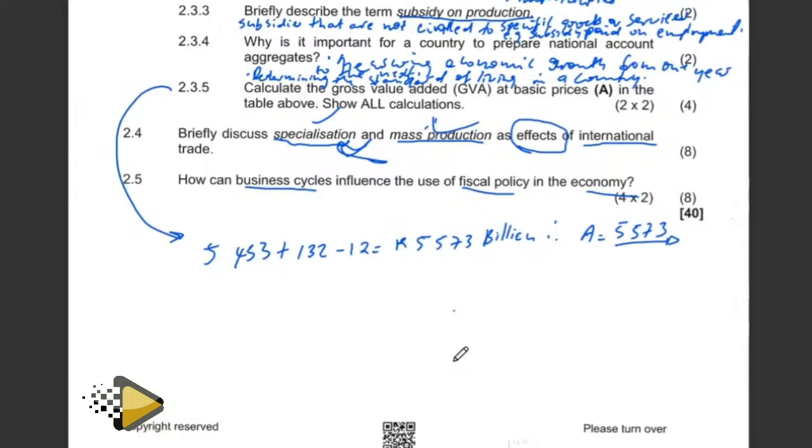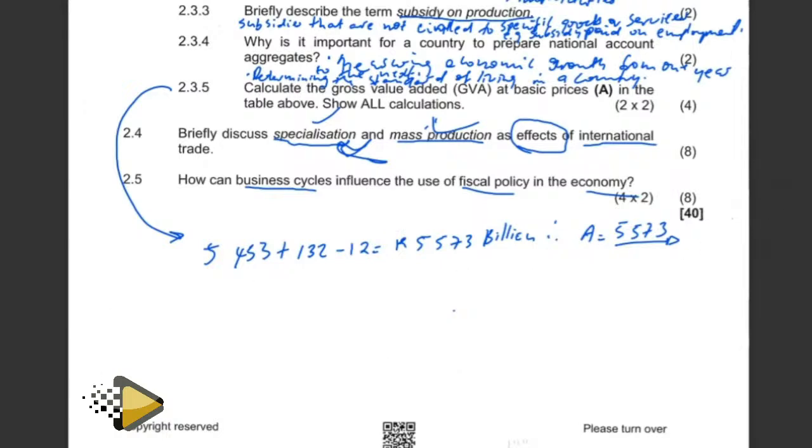Okay. Also, we have the business cycle. If you still remember, in grade 12, when you talk about the business cycle, we refer to upswings and downswings of economic activities, or fluctuations of economic activities. Okay, right. So the question needs us to outline how the business cycle can influence the use of fiscal policy. As I said, it depends on the status of the economy. Okay, right. So now let's move on to the next question.